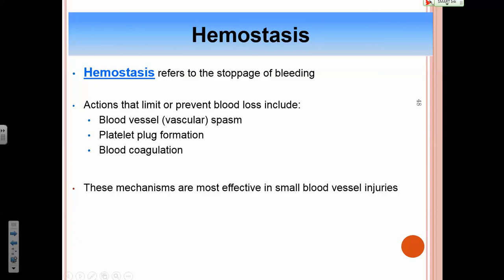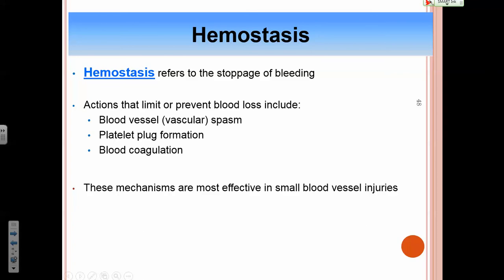Hemo means blood, stasis means stop. So this is talking about stopping the bleeding. I don't know that stoppage is a word, but I like that word, the stoppage of bleeding. There's a lot of processes involved in that to prevent you from bleeding out.